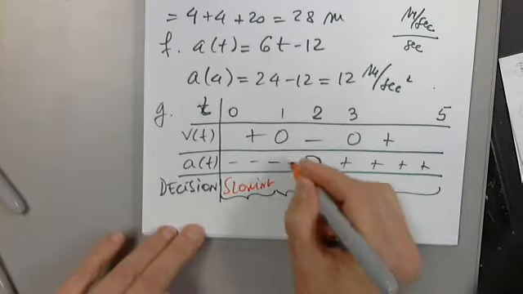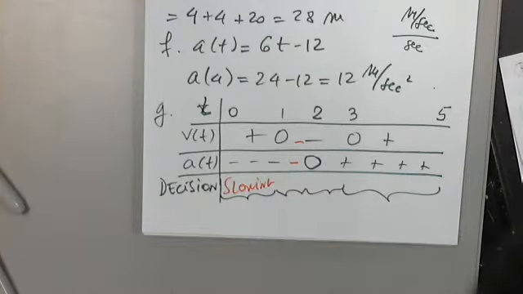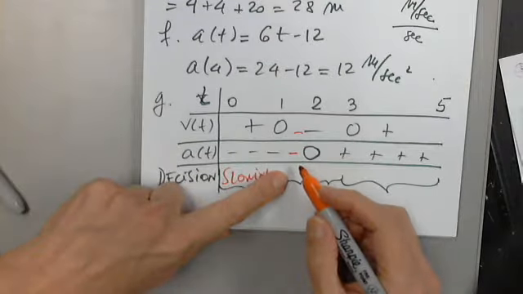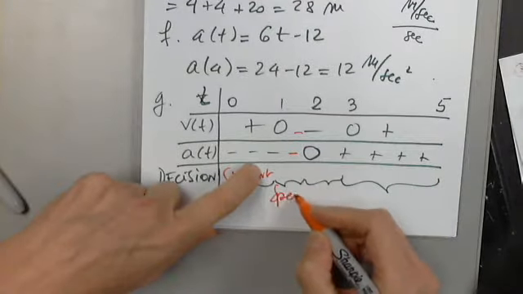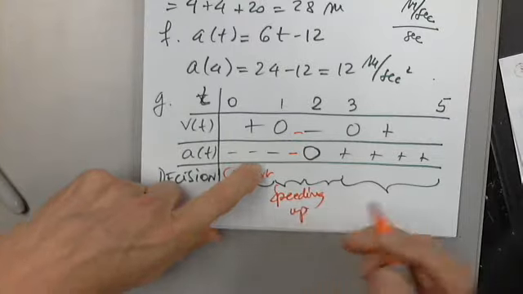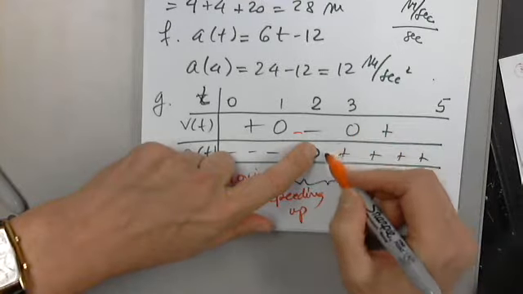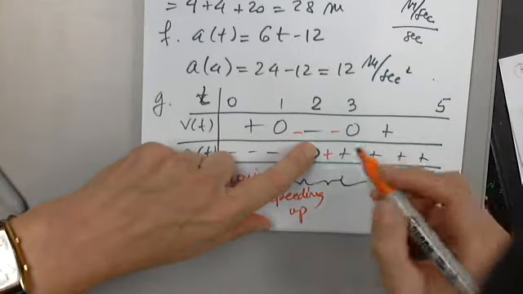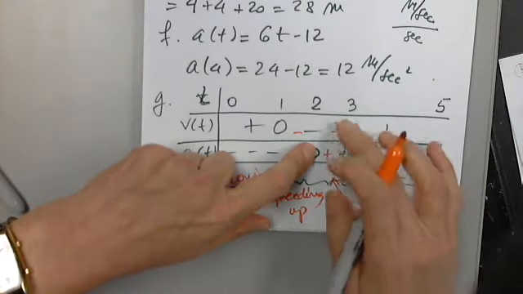Here, both are negative. So both go in the same direction. They're helping one another. The acceleration is increasing the speed. So the particle is speeding up. What happens between 2 and 3? Yes, because they work against each other.